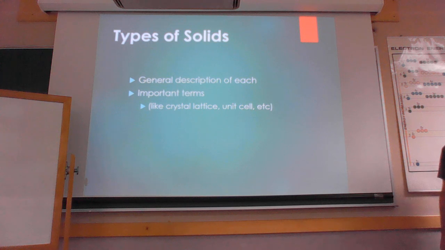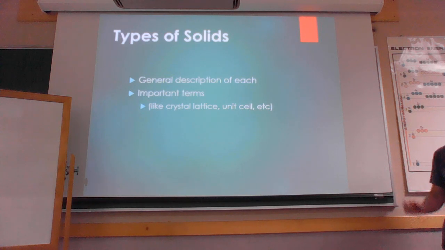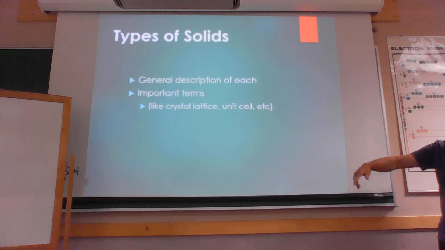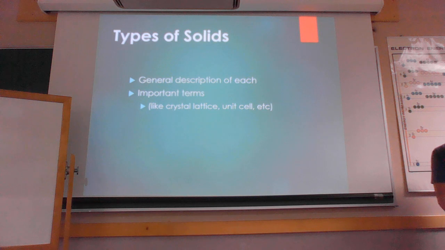For each one, there may be certain terms that are important, like when you study ionic compounds, they exist in a crystal lattice. If you look closely at the structure, you can define the unit cell of the crystal lattice. So those would be important terms that would relate to ionic compounds and ionic solids. So make sure you know those.